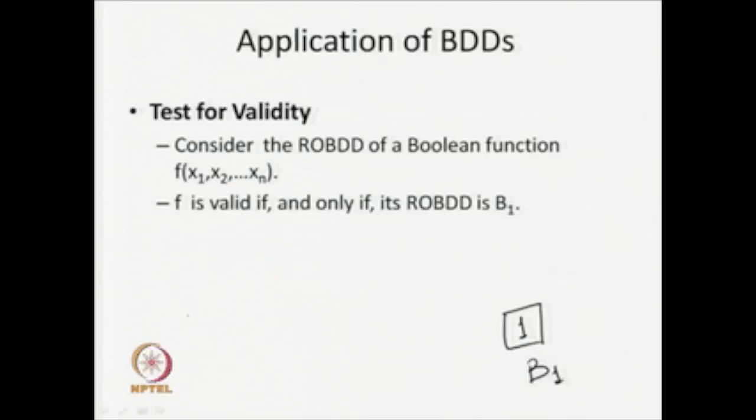So, if I give any function f, we construct the ROBDD with respect to a particular variable ordering, and if this ROBDD happens to be the BDD B1, then we can say that this is a valid function. You just see, if I give a long expression to check whether it is valid or not, it is a difficult task. But if I have a BDD representation and it is B1, then we can very well say that this is a valid function.